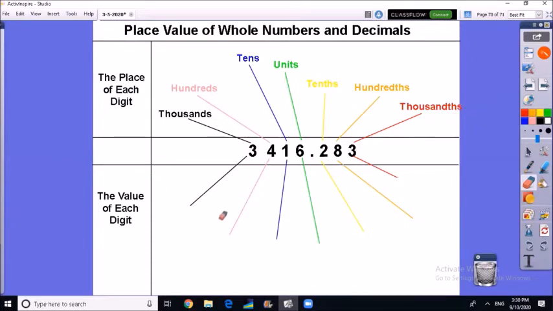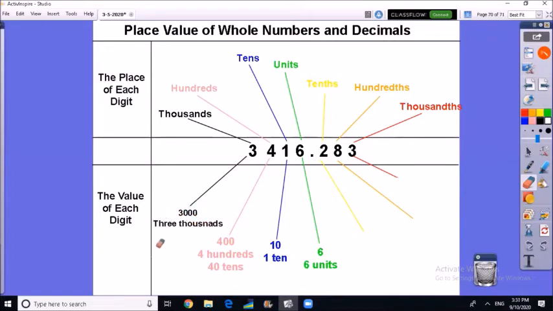The value of each digit, what is the value of the 3? 8, 2, and 6. Well, all right, let's just focus here on the whole number, 3,416 first. We agreed 6 units is just going to be 6. 1 tens is just going to be a 10, or you can call it 10. 4 in the hundreds place is just a 400, or as we agreed before, it can be 4 hundreds or 40 tens. And here 3 is 3,000.